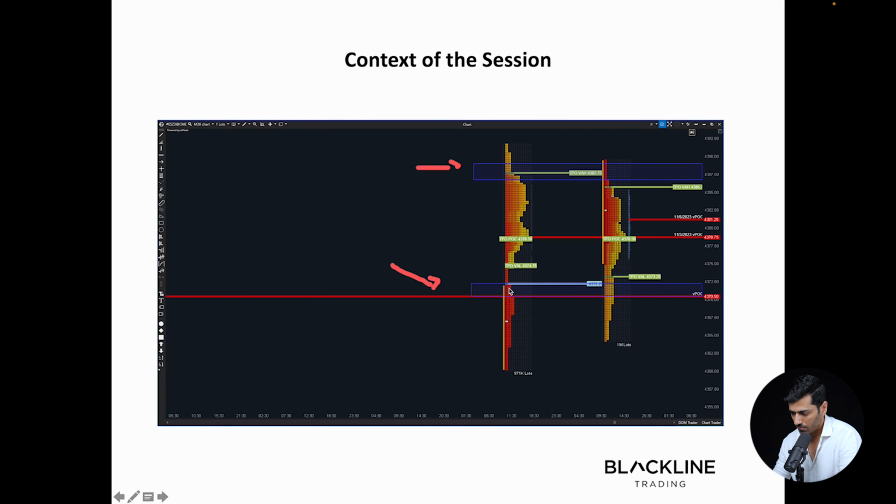If you guys see here, the market spent very, very little time. We got a very, very exhaustive move, and this is where the exhaustion kicked in as we kept on moving higher. So these areas become very, very strong inflection points going into the session.